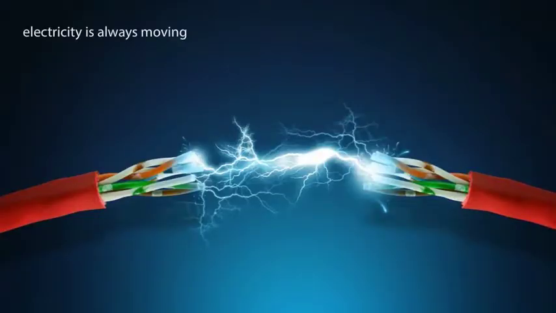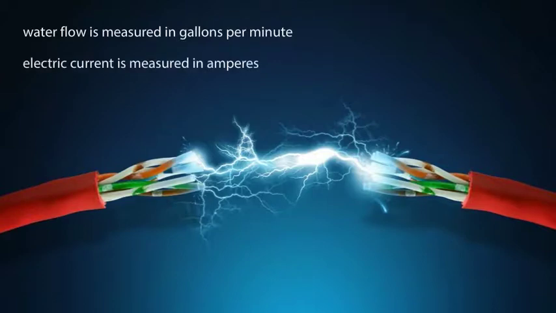Electricity is always moving. You can understand this concept better by thinking of the flow of electricity through a wire as the flow of water through a pipe. Current in an electrical system is like the total volume of water flowing past a point in a given time. Water flow is measured in gallons per minute, while electric current is measured in amperes.